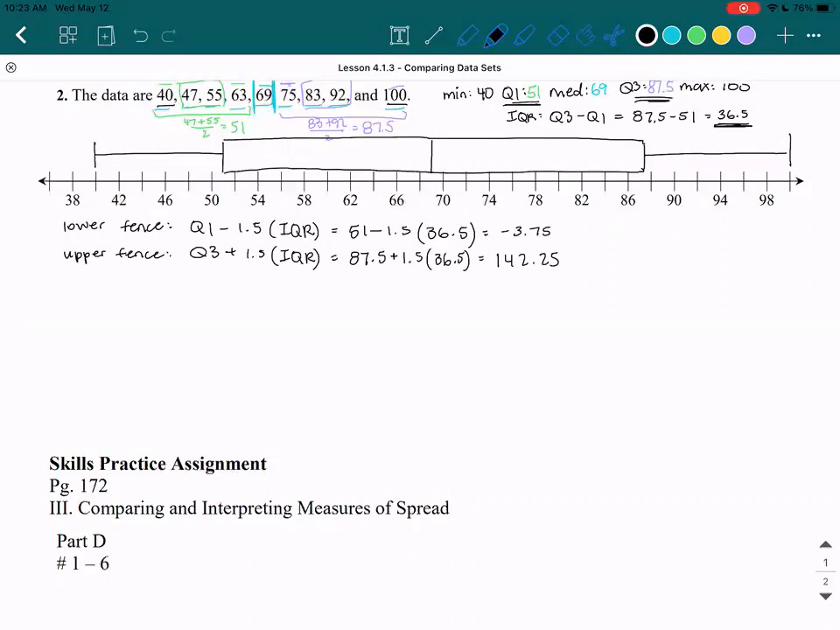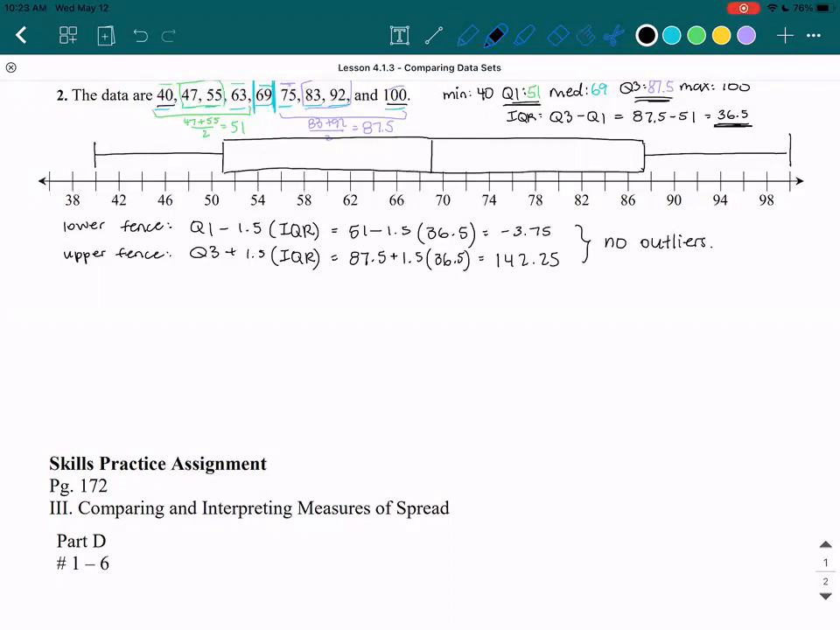Now we have our lower fence and our upper fence. Let's take a look at our lower fence. It is negative 3.75. Are there any numbers in our data set lower than negative 3.75? Nope. So there's no small outliers. What about numbers larger than our upper fence? Are there any numbers larger than 142.25? Take a look. Nope. So there are no outliers. I'm just going to say that, no outliers. All right, so we don't have any outliers.